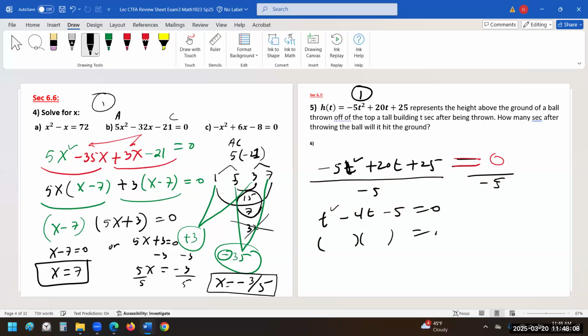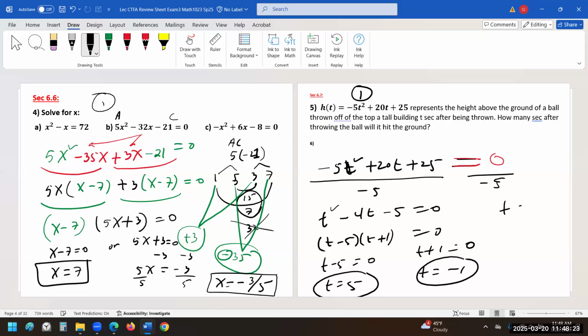So you factor, you get minus 5 plus 1, set each factor equal to 0, and solve for t. T is time, and time cannot be negative. So you have to disregard anything that doesn't make sense in real life, because this is a real life application. Any question?